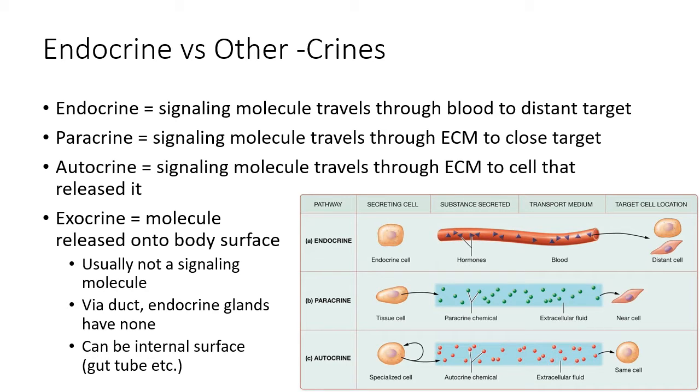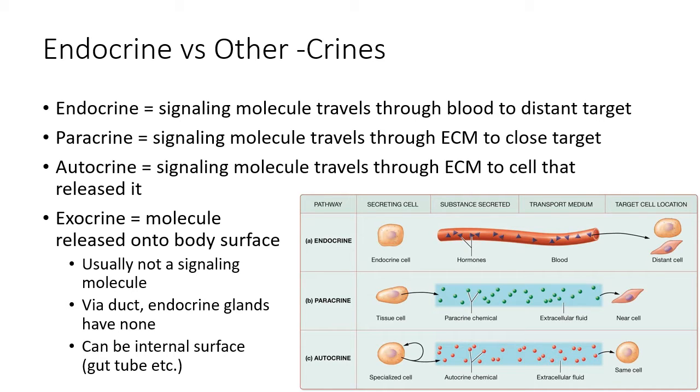You also have paracrine, that's another type of cell communication, and autocrine, another type of cell communication. In paracrine communication, you have a signaling molecule that travels through the extracellular matrix to target cells that are close by. It does not enter the blood. In autocrine communication, you have a signaling molecule travel through the extracellular matrix back to the same cell that released it. If one of those signaling molecules enters the blood, it then counts as a hormone, so that would mean that that's endocrine communication, not paracrine or autocrine.